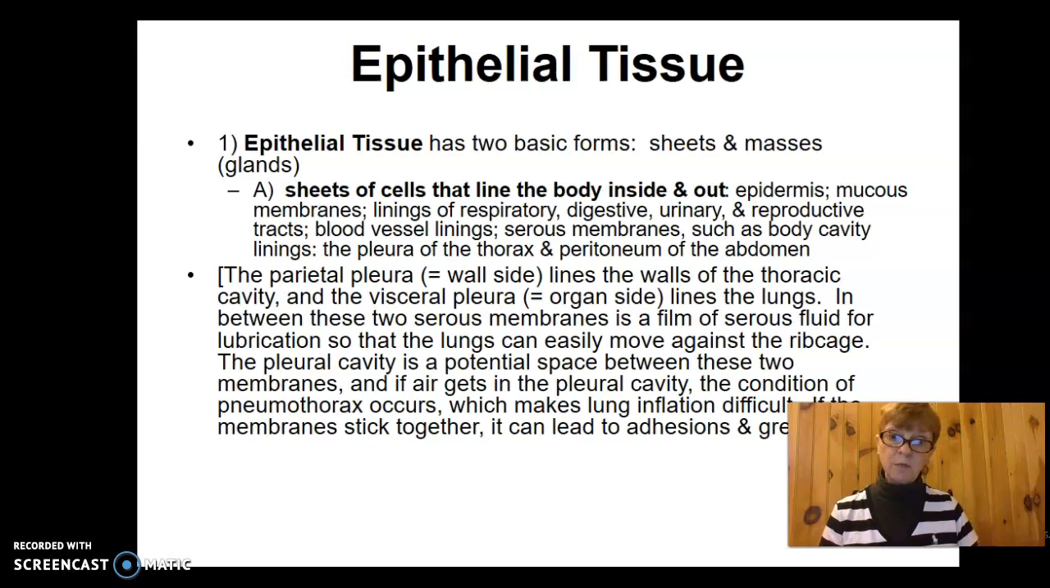So again, your epithelial tissue comes in 2 forms, either as a nice sheet attached to each other or as a mass. And the sheets are those very specific areas where we need to have a very specific function, and they are for our mucous membranes, linings of the respiratory tract, the digestive tract, urinary and reproductive. Reproductive tract because we need vaginal secretions and penile secretions as well.